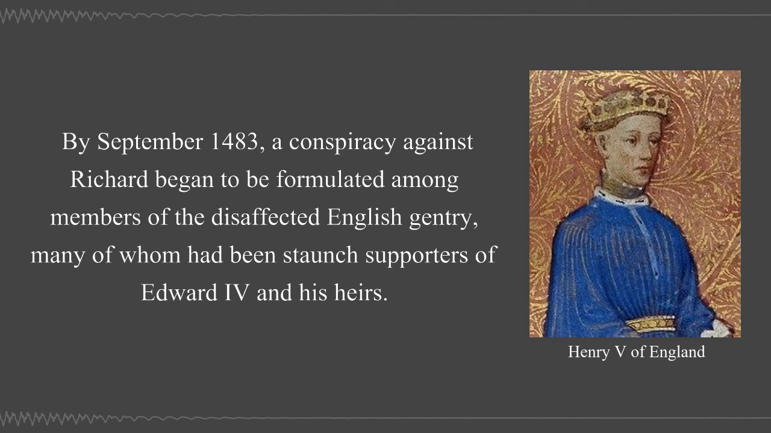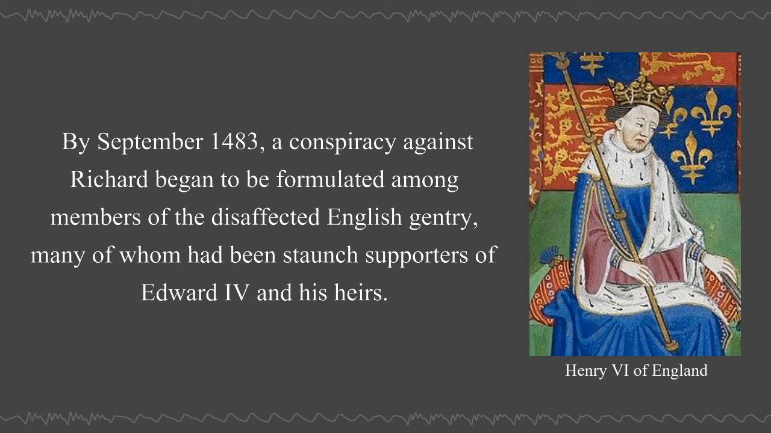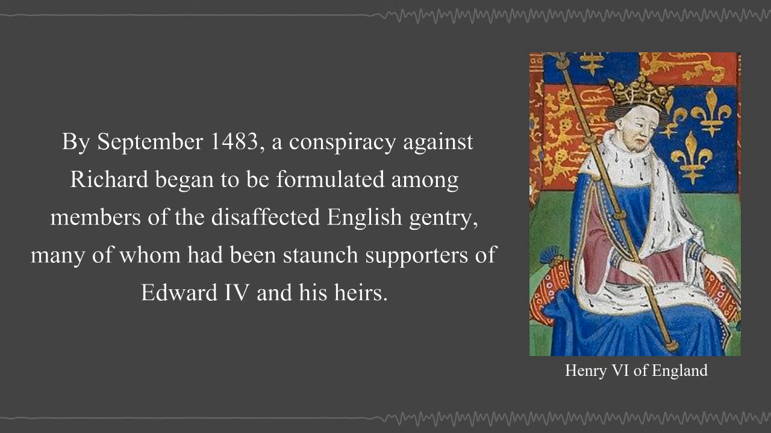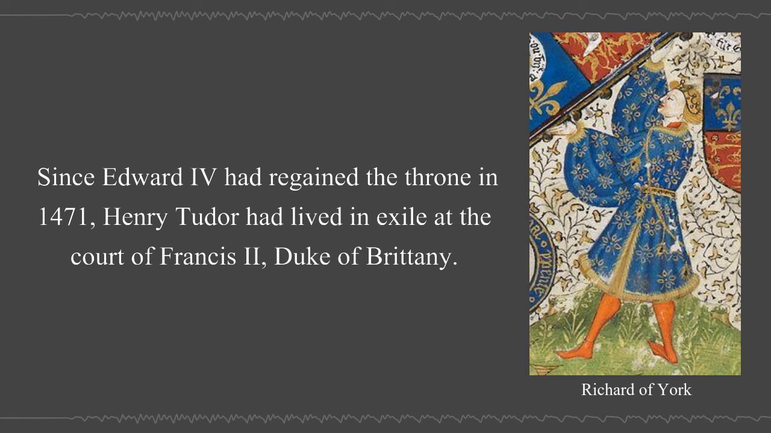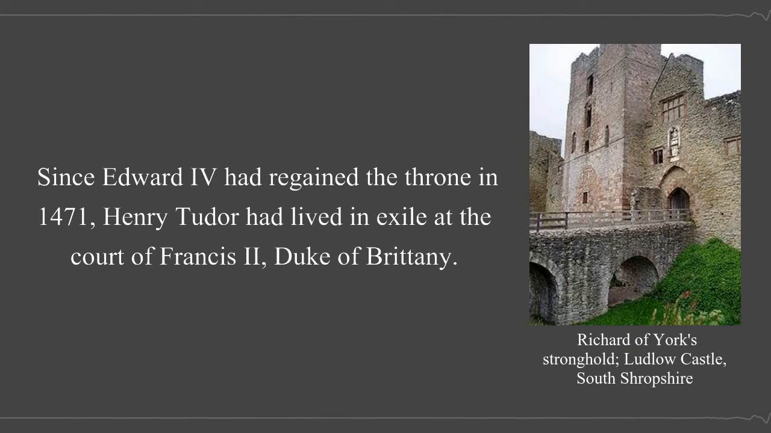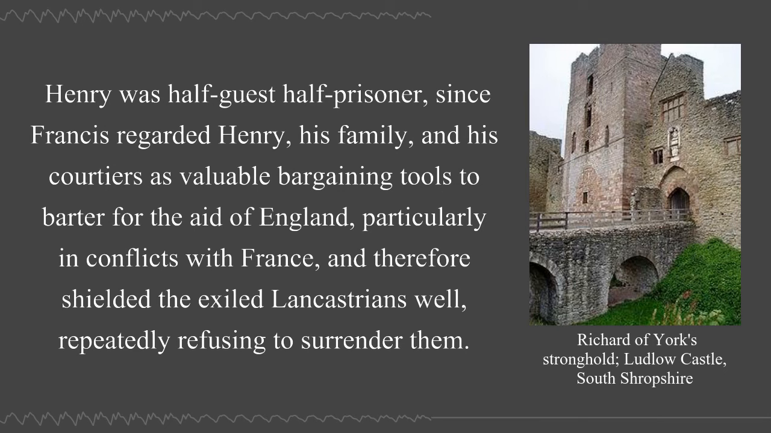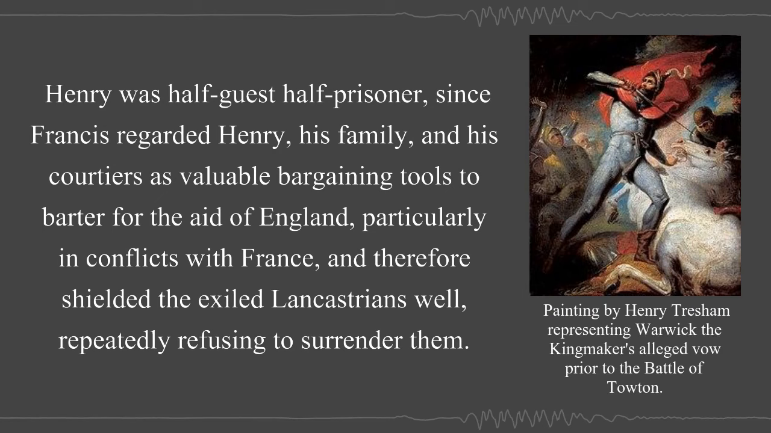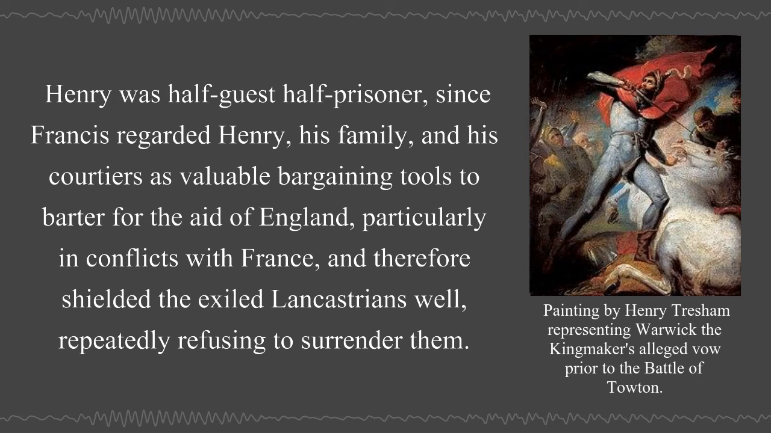By September 1483, a conspiracy against Richard began to be formulated among members of the disaffected English gentry, many of whom had been staunch supporters of Edward IV and his heirs. Since Edward IV had regained the throne in 1471, Henry Tudor had lived in exile at the court of Francis II, Duke of Brittany. Henry was half guest, half prisoner, since Francis regarded Henry, his family, and his courtiers as valuable bargaining tools to barter for the aid of England, particularly in conflicts with France, and therefore shielded the exiled Lancastrians well, repeatedly refusing to surrender them.